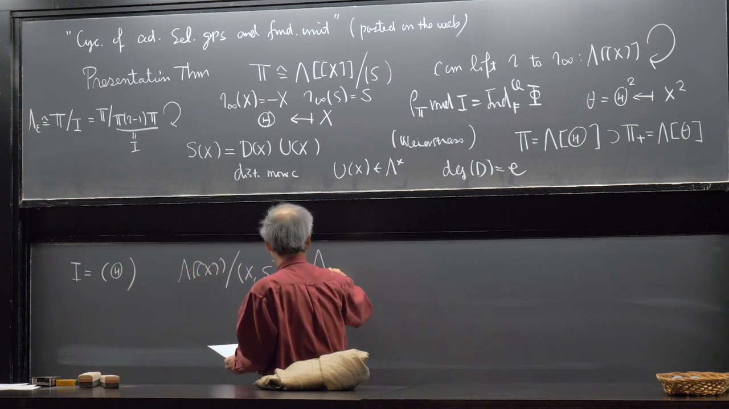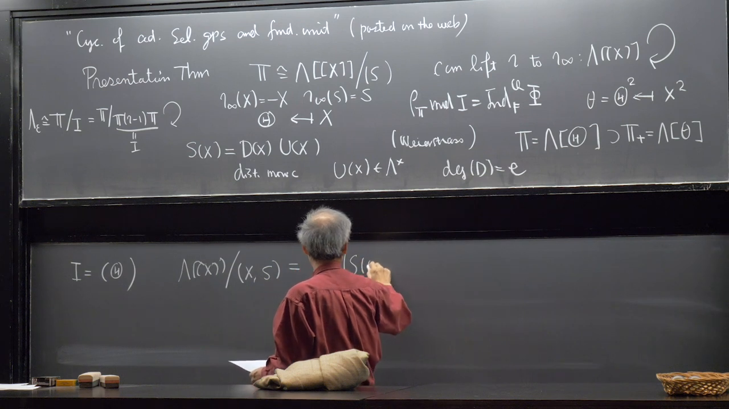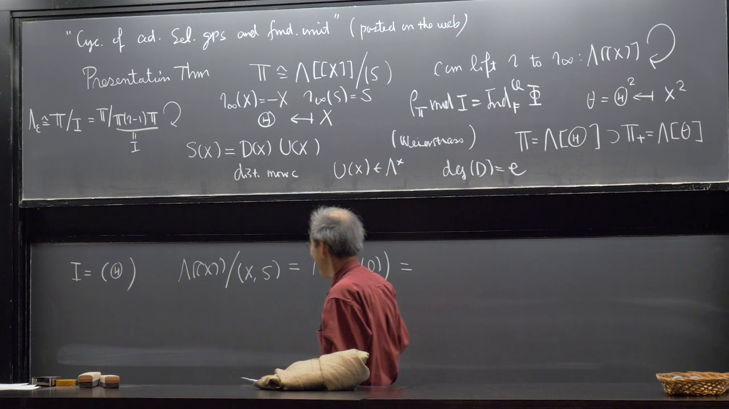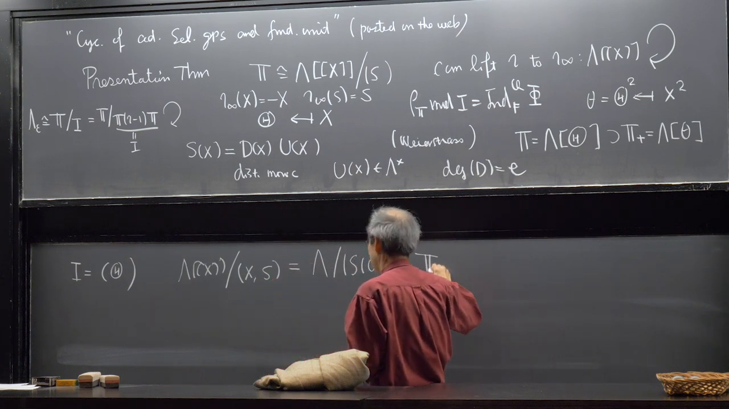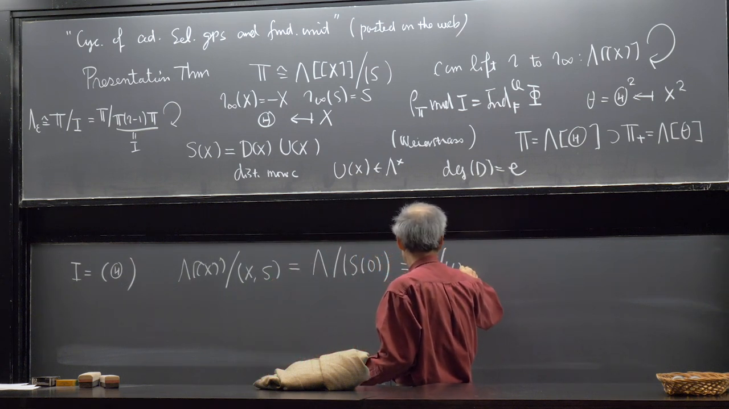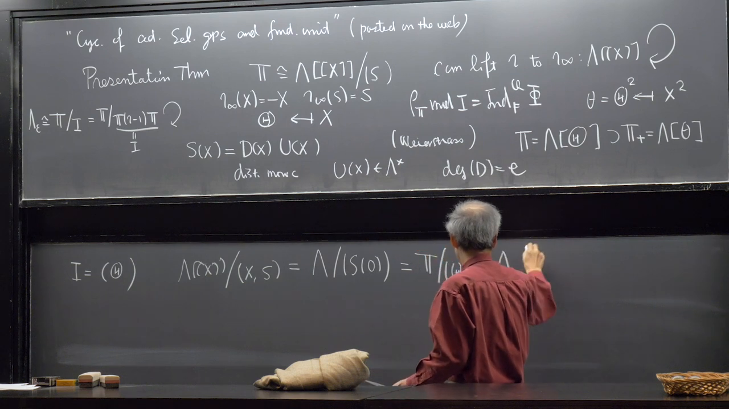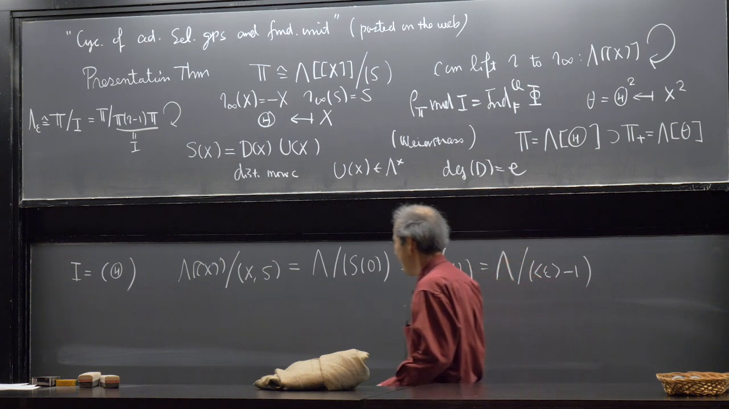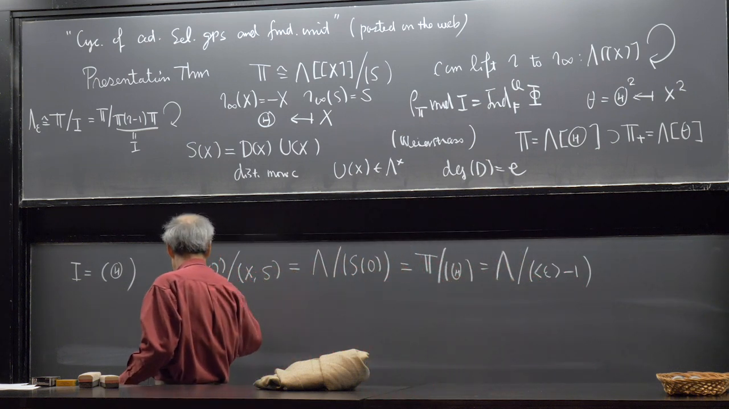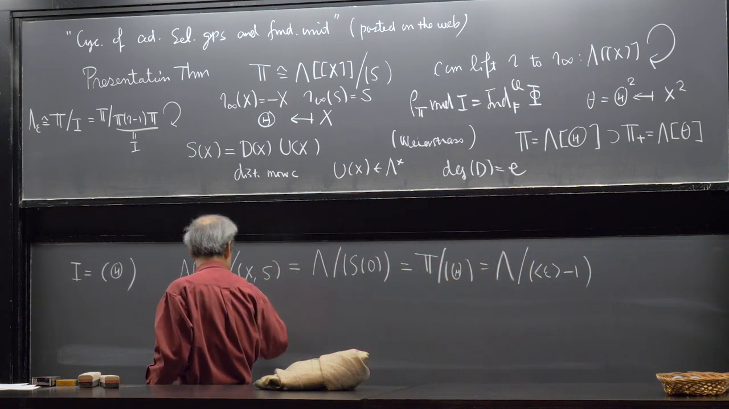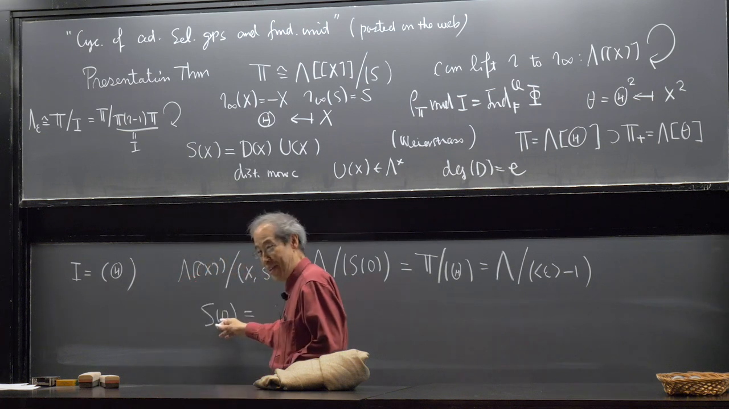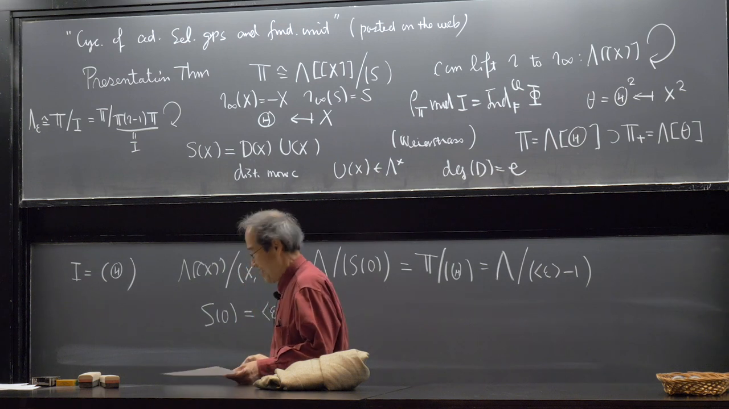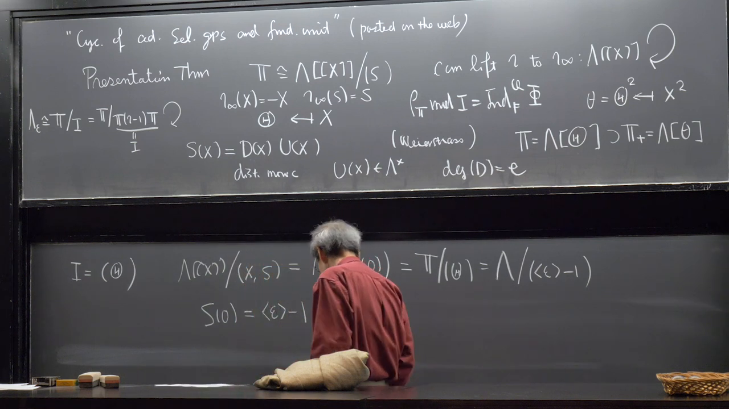So then this is lambda modulo S naught. And on the other hand, this is T over theta. So this is lambda epsilon, so it's lambda epsilon minus one, like that. S naught, you can assume just by adjusting by a unit, is just epsilon minus one. As I remarked, this is square free.